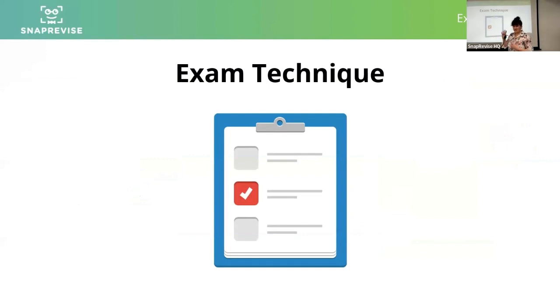So exam technique is a huge part of why students don't get the highest marks that they're capable of in exams, because they don't have the exam technique. They don't quite interpret questions correctly, they get worried, exams stress them out, etc. So by focusing on your exam technique, hopefully this can improve your revision moving forwards and then help you when you actually come to do your exam.